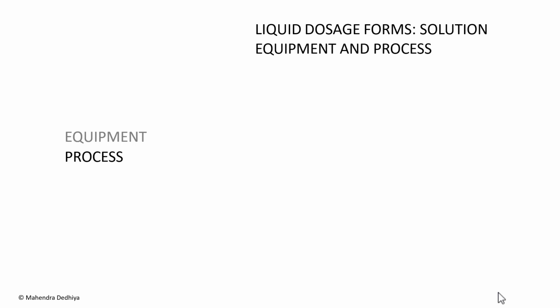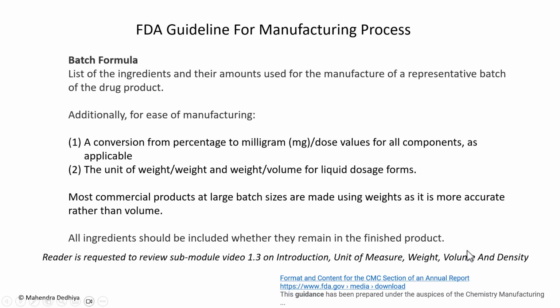scale batch. In this submodule, we will start with batch formula and write that for a commercial use. The FDA guidance and similar guidances from international regulators are available for the manufacturing. Batch formula lists all the ingredients that are used in the manufacture of a representative batch of a drug product. The amounts are in kilos.